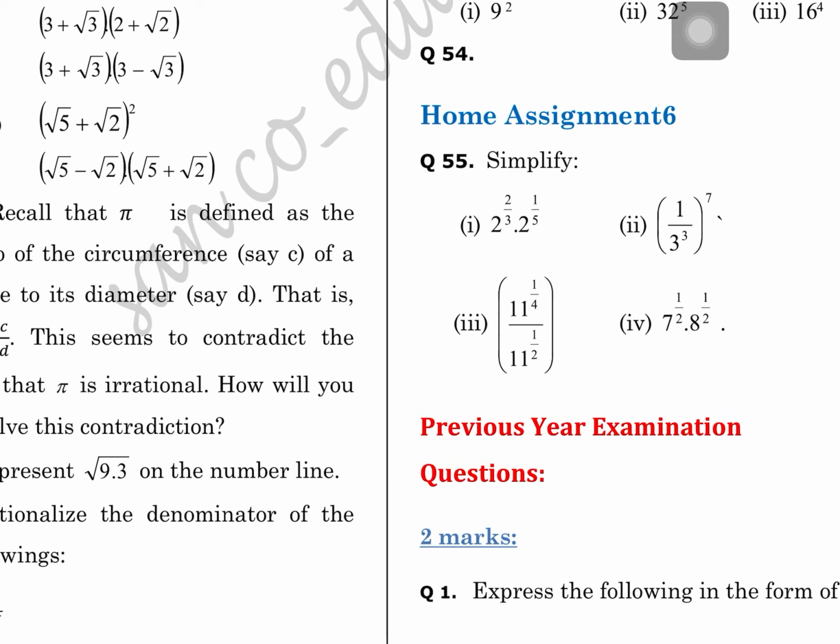The question number first: 2 raised to the power 2 by 3 and 2 raised to the power 1 by 5. This is very simple. If you see the pattern, the base is the same and their powers or exponents are different. So obviously we can add the exponents. Second question, I think you all would have done this. Third, fourth, if there is any doubt, then you may ask.